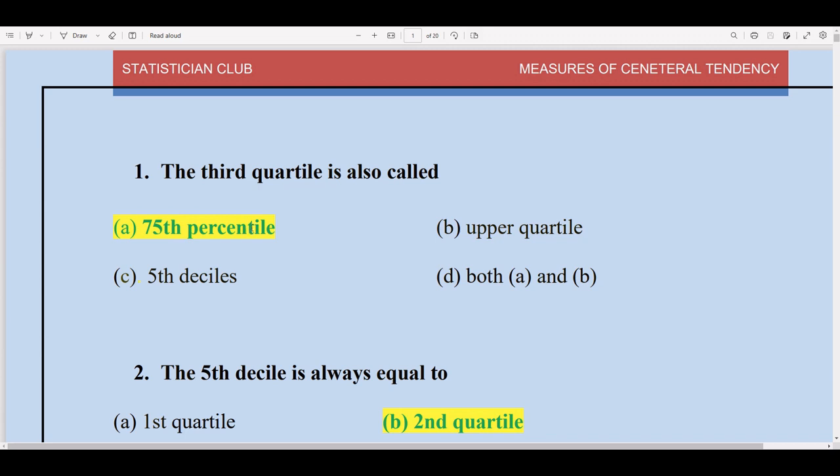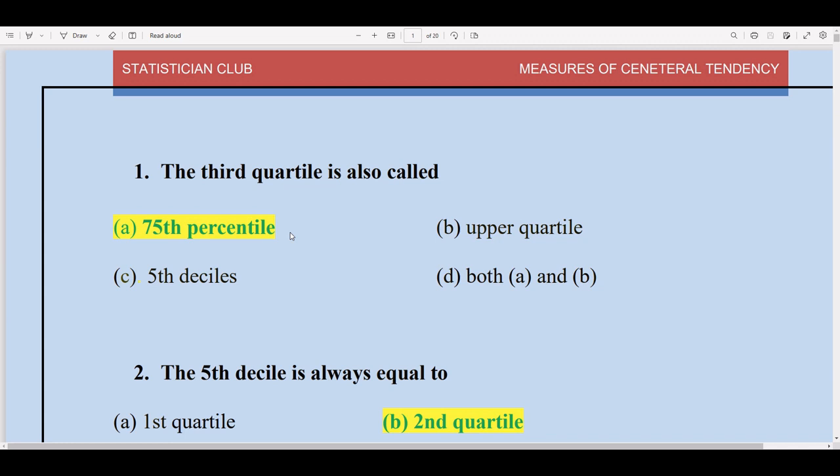As you know, we divide our dataset into four quartiles. Q1 ranges from 1 to 25, so 25% of the data is Q1, 26 to 50 is Q2, 51 to 75 is Q3, and the remaining is Q4.